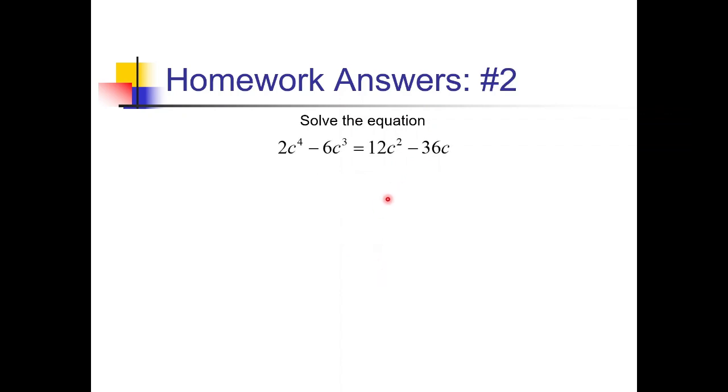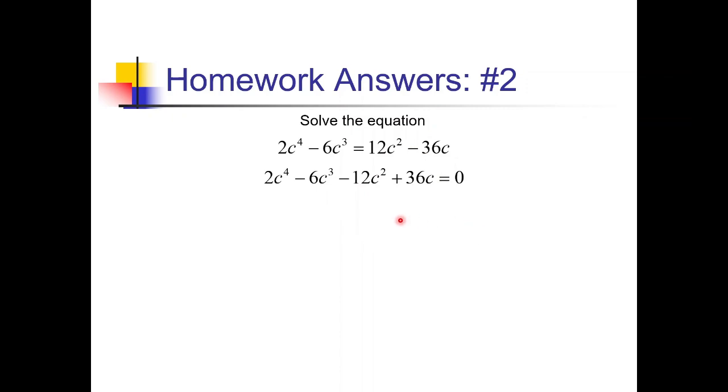On this one, we have things on both sides of the equation. As a general rule, when in doubt, zero it out works pretty well with solving equations. So let's move everything over to the left side. I've got 2c to the fourth minus 6c cubed minus 12c squared plus 36c equals 0.